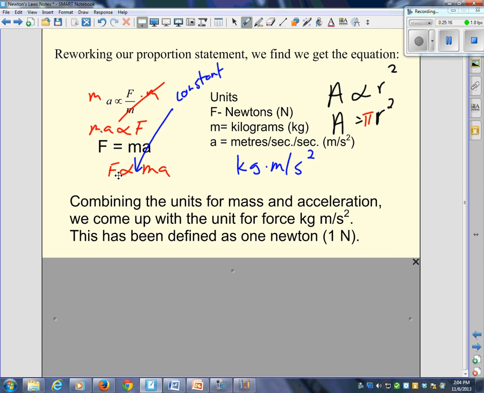Sure. We could have said that 10 newtons is equal to 1 kilogram meter per second squared, but that would be stupid. Why would you want to do that? Why not make it 1 to 1? So that's what they did. Okay? They made it 1 to 1.